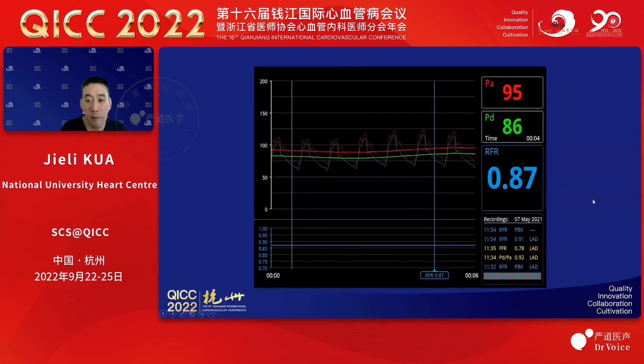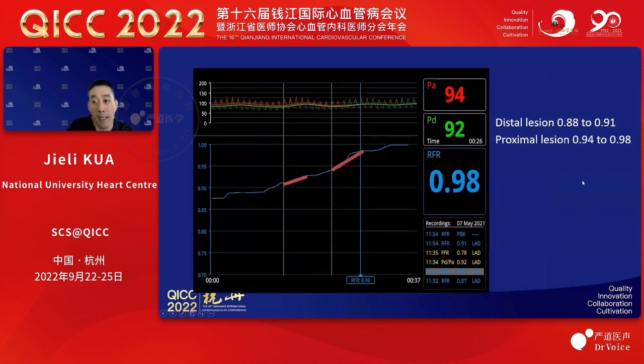I first measured the RFR, which is 0.87, which is abnormal. So I went on to do an RFR pullback. When I did the RFR pullback, the distal lesion contributed a 0.03 pressure gradient, so it went from 0.88 to 0.91. And then the proximal lesion went from 0.94 to 0.98, so that contributed a 0.04 gradient.